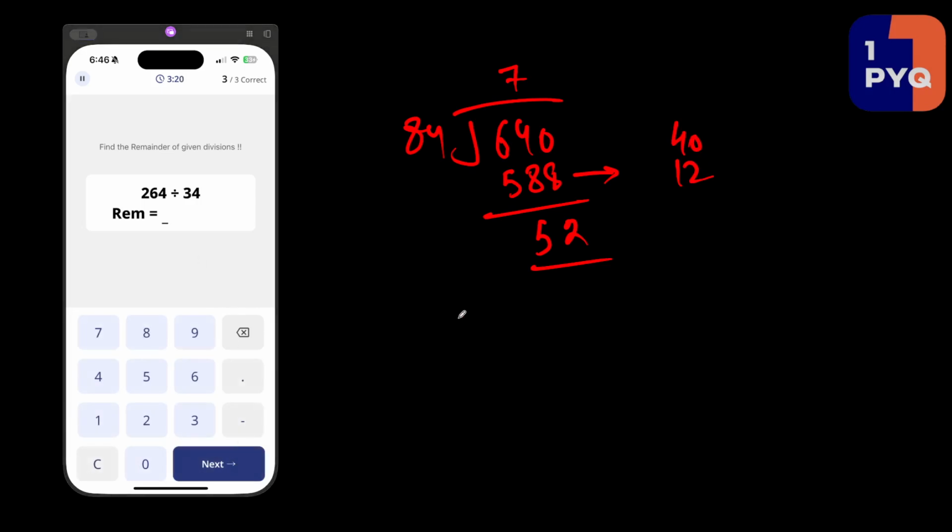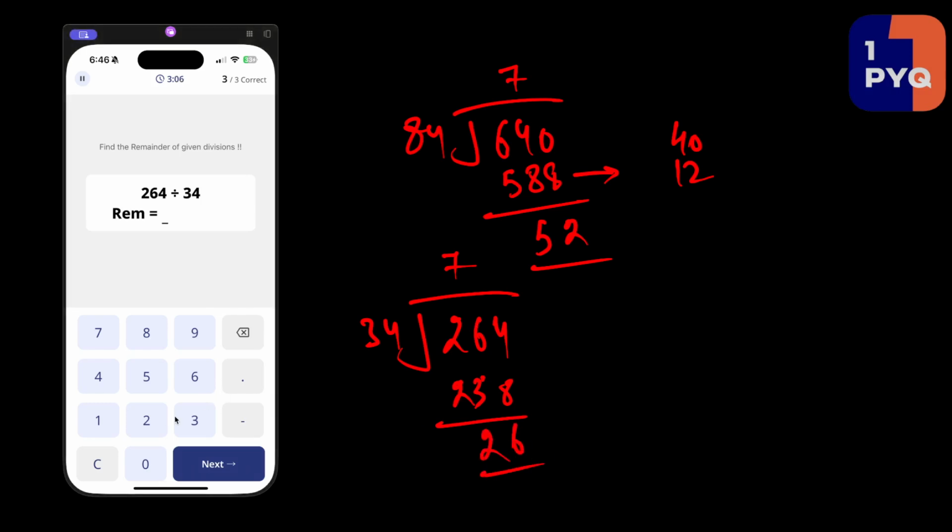Okay, similarly 264 with 34. 7, yeah, 7 fours are 28, 7 threes are 21, 238. In 238 we're going to get a 6 here and we're going to get a 2 here, so 26 is going to be the remainder.